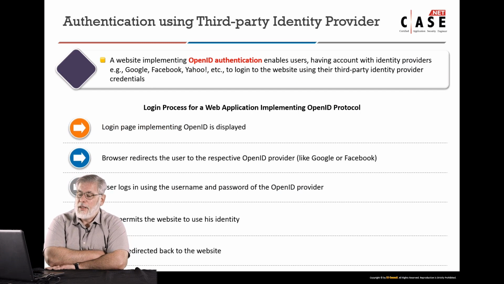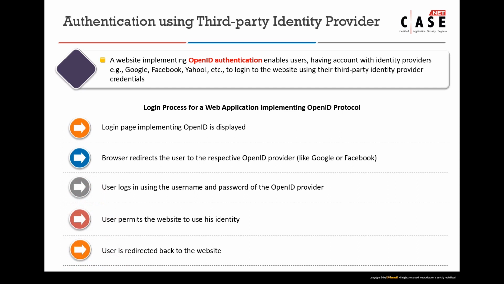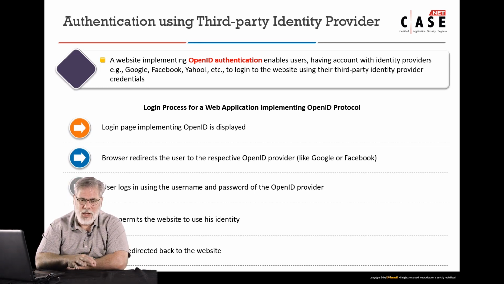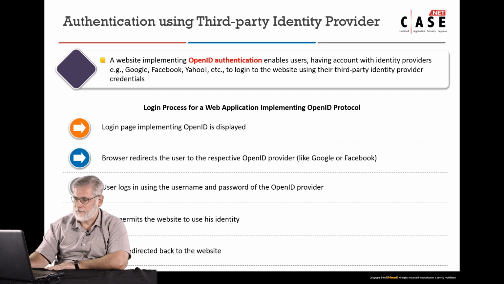What about third-party identity providers like OpenID? They have a login page that's implementing OpenID. The browser redirects the user to the OpenID provider, like Google or Facebook. They log in using their username and password, and that permits the website to use this identity. They're then sent back to your website. Basically, you're piggybacking off someone else's authentication method.